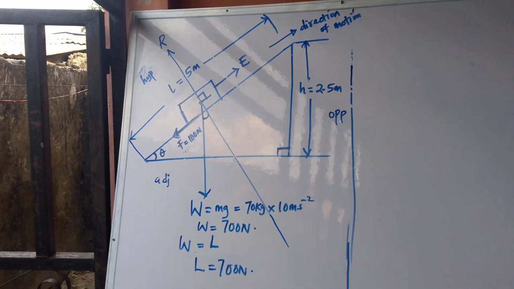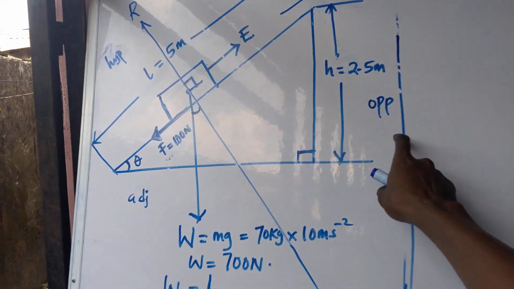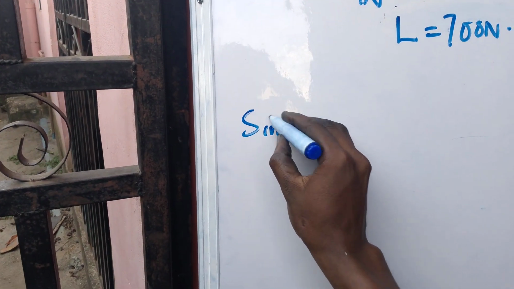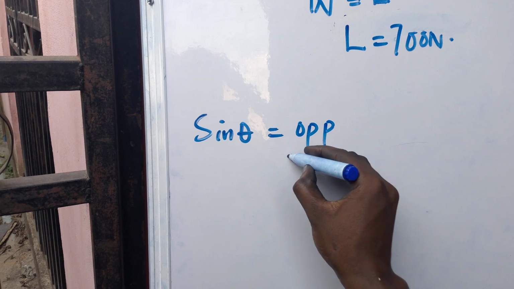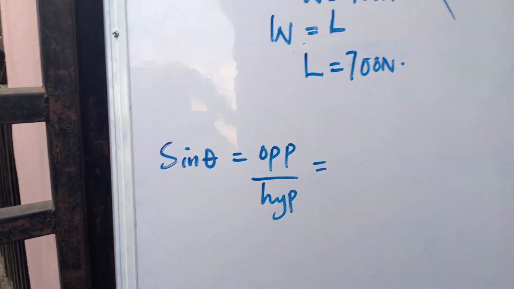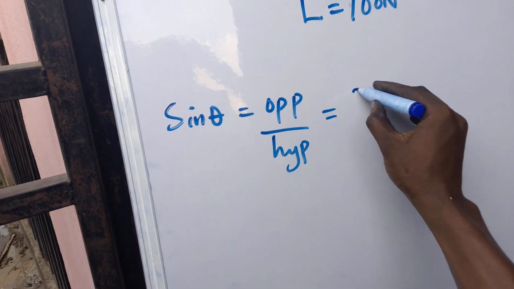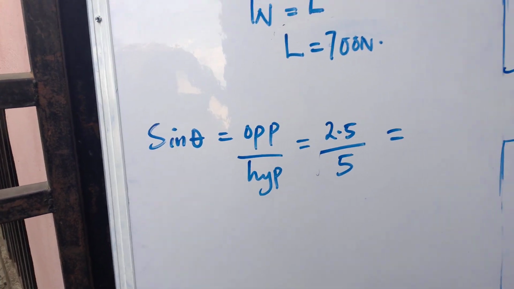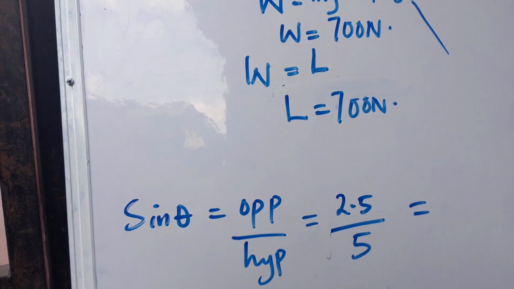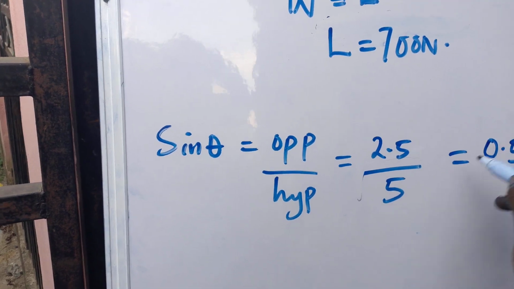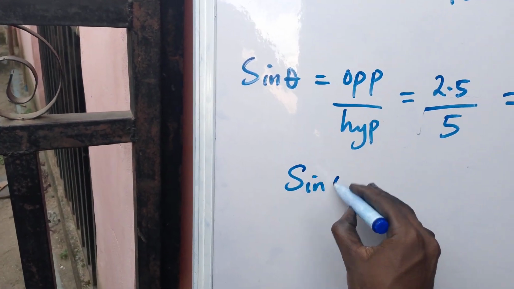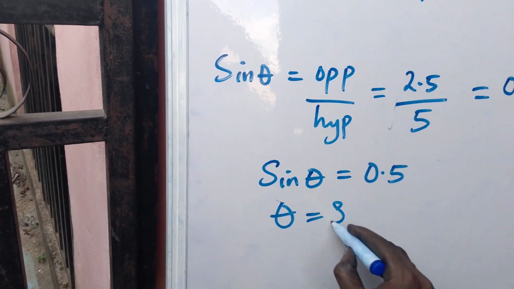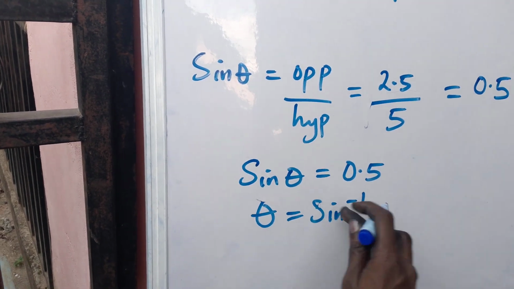Alright, now I can find angle theta. If I say opposite over hypotenuse, I've gotten the angle. So I can say sine theta is equals to the opposite side over the hypotenuse side. My opposite side is 2.5, my hypotenuse side is 5. So 2.5 divided by 5 will give me 0.5. And if sine theta is equals to 0.5, the angle of inclination theta will be equals to the sine inverse of 0.5.